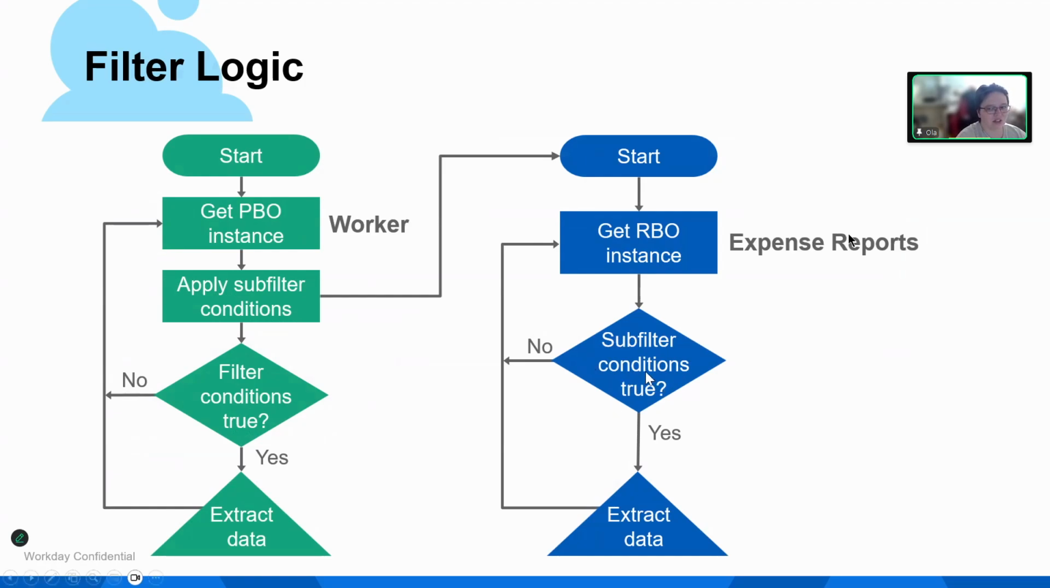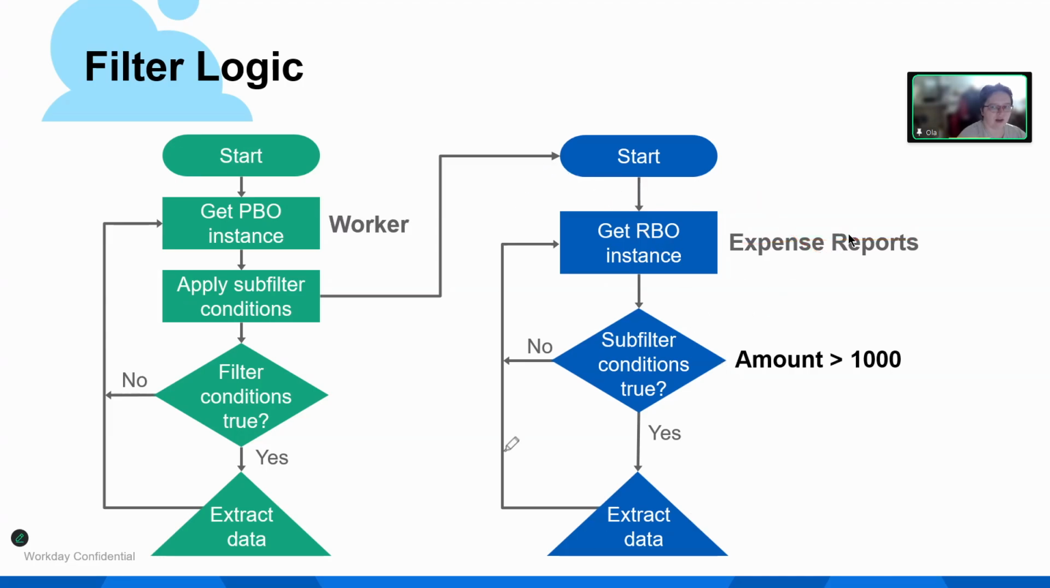Okay, if there are other conditions, maybe expense items equal airfare, amount greater than 1,000, we're going to look at the expense reports for this person. We're going to exclude everything that we don't want from this filter. This is our subfilter right there. Of course, if the expense reports go through, so for example, the expense lines are airfare and the amount is above 1,000, of course, they're going to make it to the extract. If not, this expense report goes away.